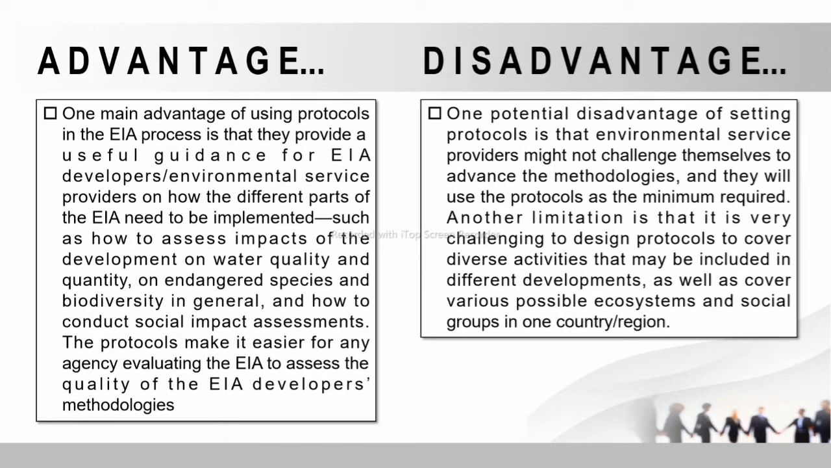Since we are talking here about the environment, water quality and quantity is one of the main topics that should be considered during the EIA process. And of course, endangered species and biodiversity in general, and how to conduct social impact assessments. The protocols make it easier for any agency evaluating the EIA to assess the quality of the EIA developers' methodologies.